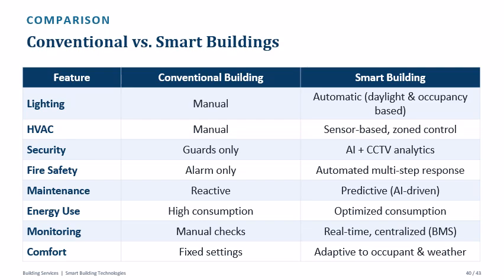In terms of energy use, a conventional building has high consumption, while smart buildings have optimized consumption. In terms of monitoring, in the conventional building checks can be made only manually, while in the smart building there is real-time centralized building management. Then in terms of comfort, the conventional building has a fixed setting, but the smart building adapts to occupants and weather.